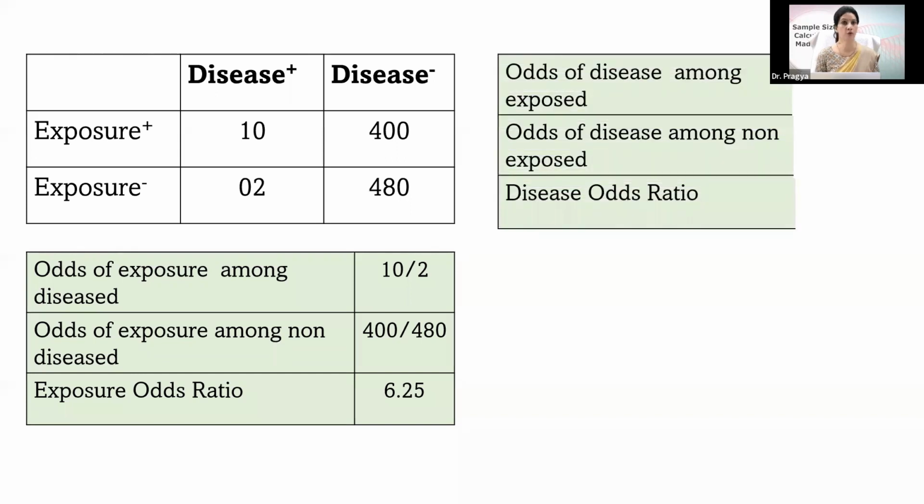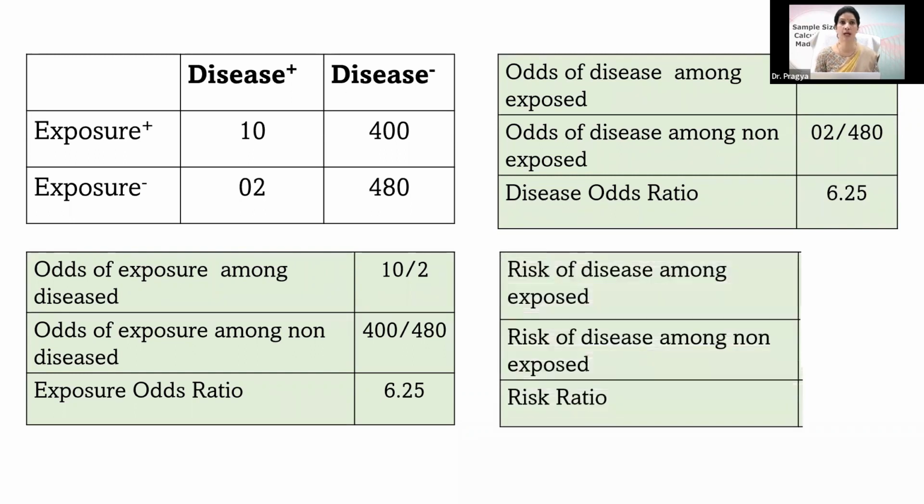And now if I want to calculate the odds of disease among exposed, then similarly like we did previously, it will be 10/400. The odds of disease among non-exposed will be 2/480. And the disease odds ratio will be 6.25.